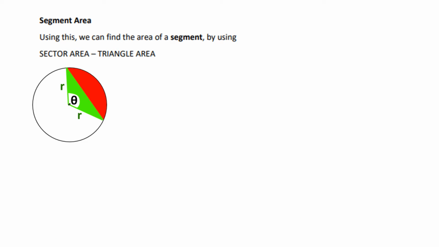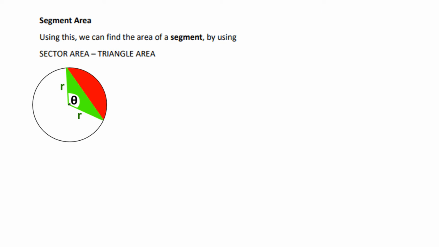We can use this formula for the area of a triangle to work out the area of a segment. Now remember, if we have a circle, a segment is one side of a chord. It could be the right hand side there, that would be a minor segment, or it could be the left hand side, that would be a major segment because it's more than half.